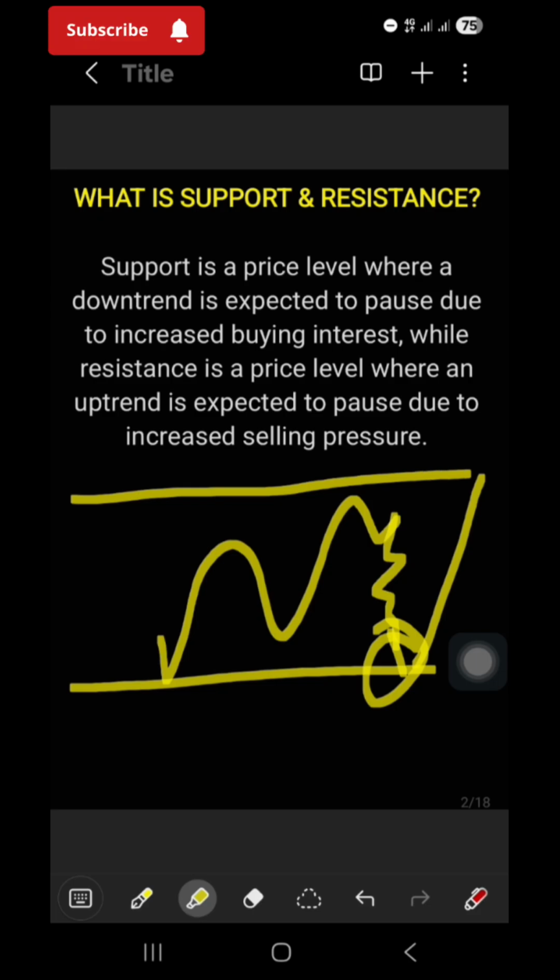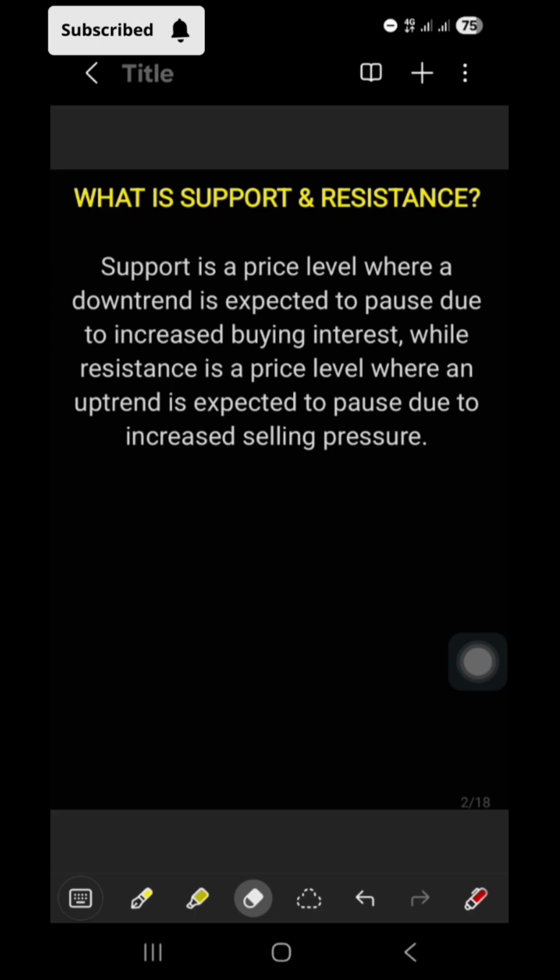The same thing is applicable for the resistance level. It is when the price is on an uptrend and the seller indicates interest in the market and they start pushing it down. Are you getting me? So that's what we call support and resistance.